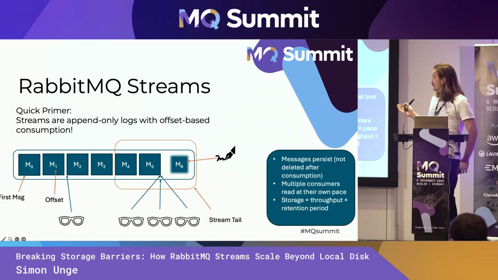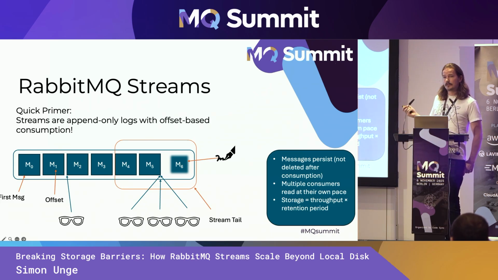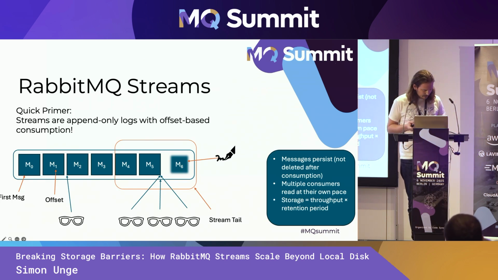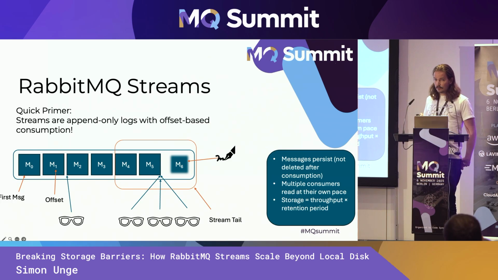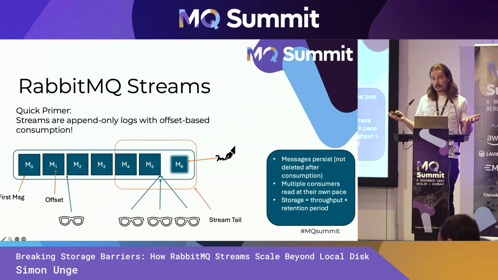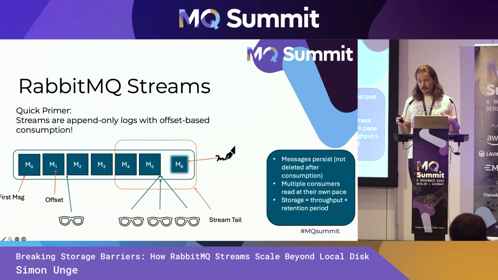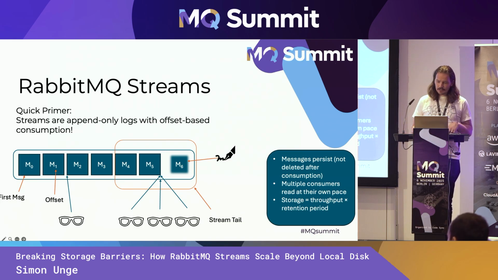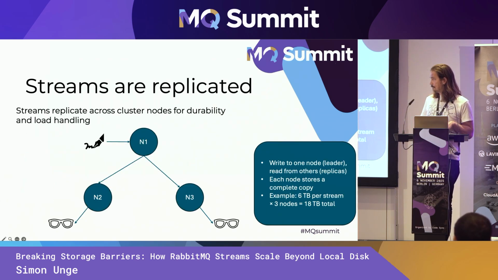And the difference here, of course, from traditional queues is that once you consume a message, it does not get deleted. It sticks around. So that means storage here becomes a matter of throughput and retention. If you have a retention policy that says you want to keep your data for 7 days, and you have a throughput of 10 megabytes per second, that ends up being 6 terabytes of data that you need to store. Keep that in mind as well for the rest of this talk.